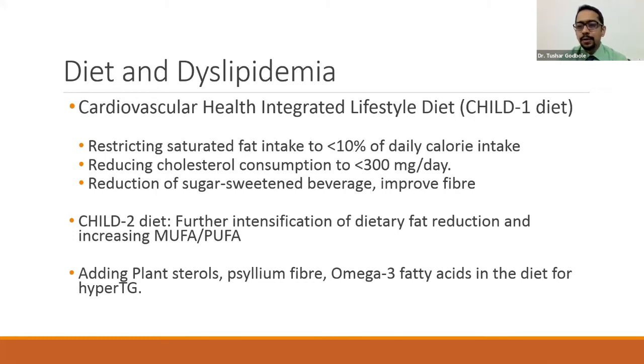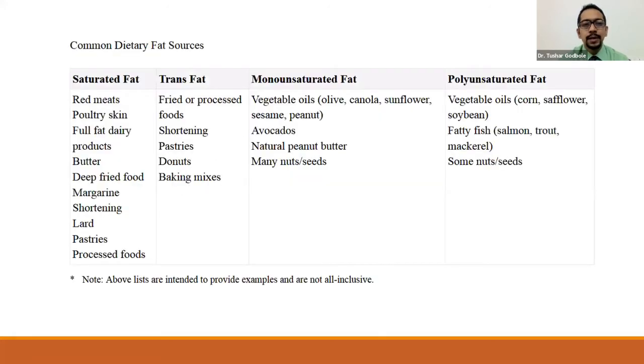Adding psyllium fiber also reduces the absorption, and adding omega-3 fatty acids has also been shown to help in triglyceridemia. So these are the MUFA and PUFA sources that one needs to encourage in a child's diet, and especially if it is culturally approved and acceptable, then consumption of fatty fish is considered very, very helpful for children with triglyceridemia.